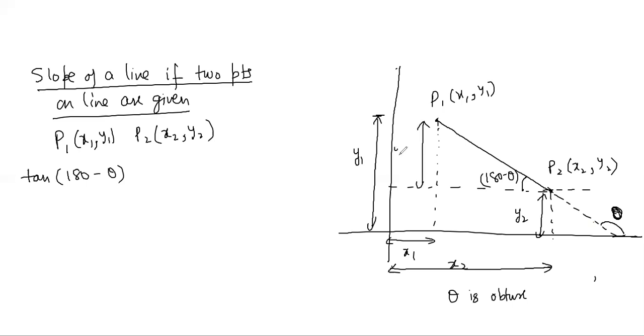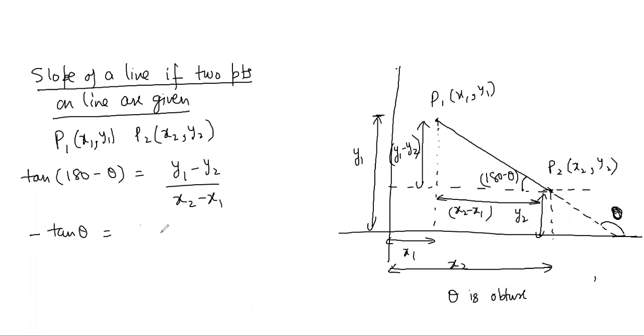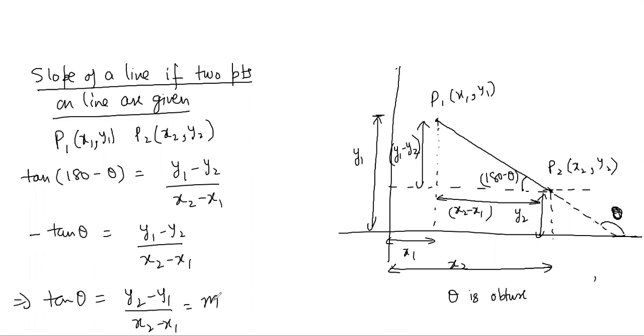this is y1 minus y2 and this is x2 minus x1. Okay. So this is minus tan theta equal to y1 minus y2 upon x2 minus x1. This will give you tan theta equal to y2 minus y1 upon x2 minus x1. But tan theta is tan of inclination, which is also slope. So in this case also, slope is y2 minus y1 upon x2 minus x1.